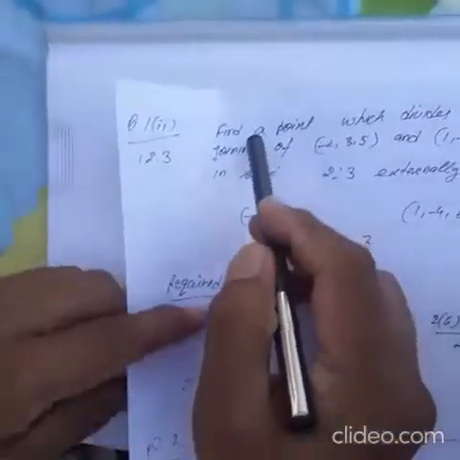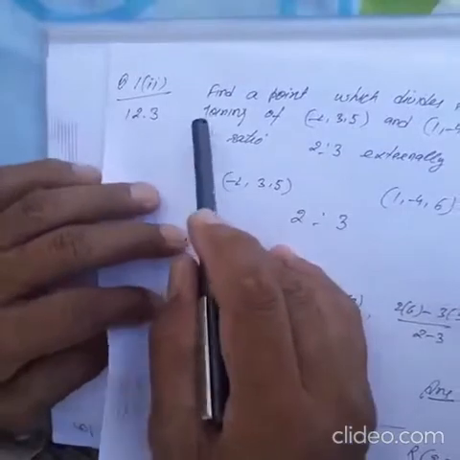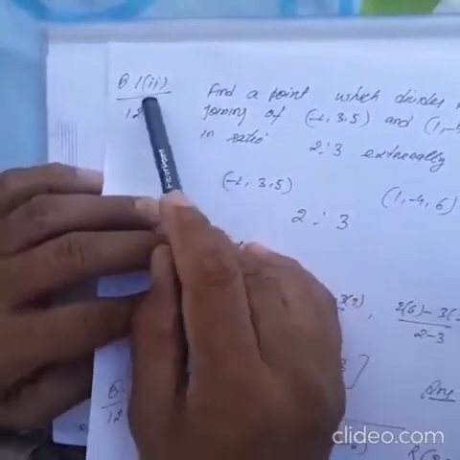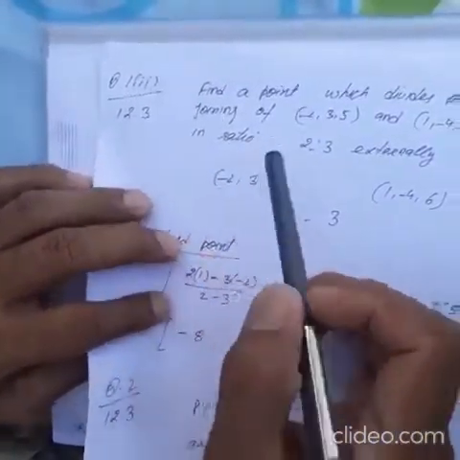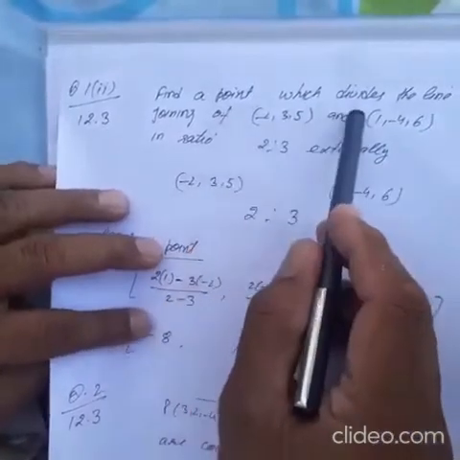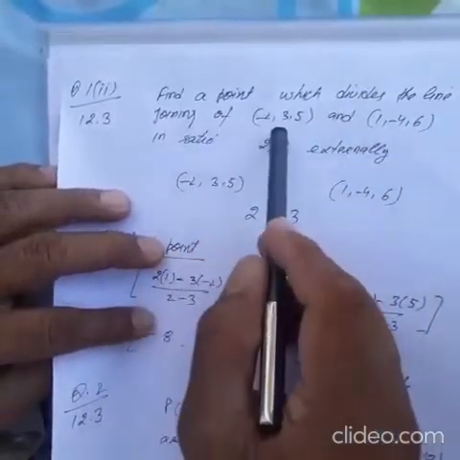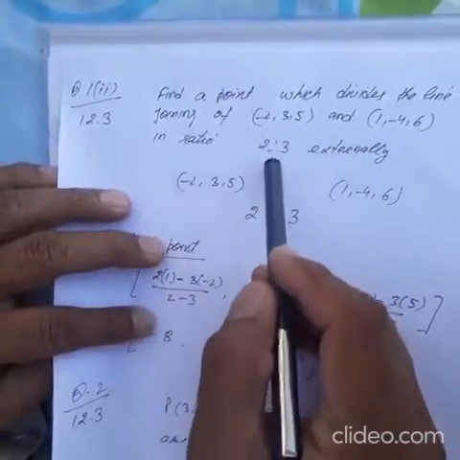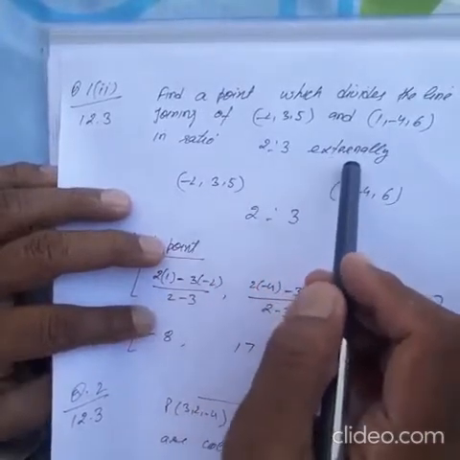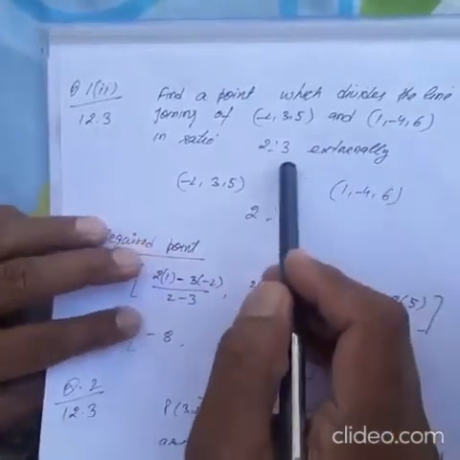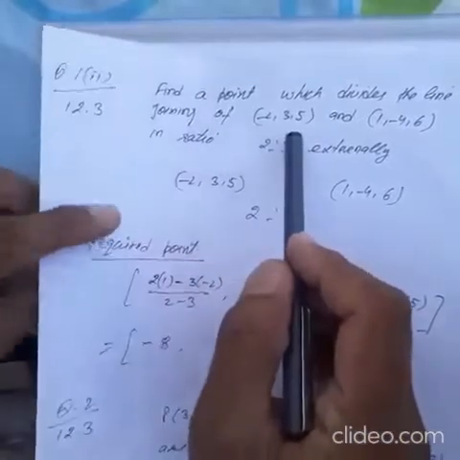Now solve questions of exercise 12.3. It is first question, second part. Find a point which divides the line joining the 2 points in ratio 2:3 externally. The ratio is given as external.